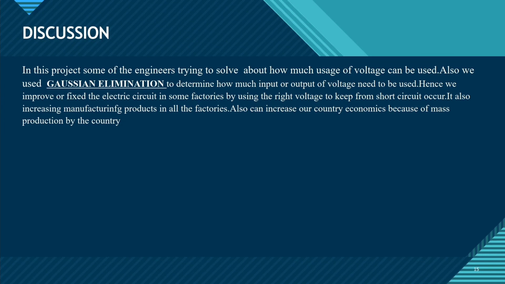So in this project, the engineers are trying to solve the problem of how much usage or voltage can be used in an electrical circuit. By doing that, we use Gaussian elimination to determine how much input or output of voltage needs to be used in the electrical circuit. Also, we are trying to improve or fix the electrical circuit that had been damaged or miscalculated by the engineers.